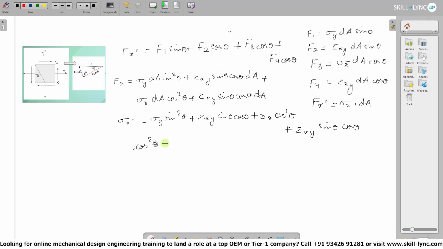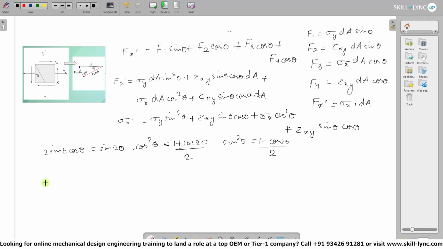The first one will be cos square theta, which is equal to 1 plus cos 2 theta divided by 2. The same way we also have sine square theta, which is equal to 1 minus cos 2 theta by 2. There is a third equation which we'll have to take care of, which is 2 sine theta cos theta, which is equal to sine 2 theta.